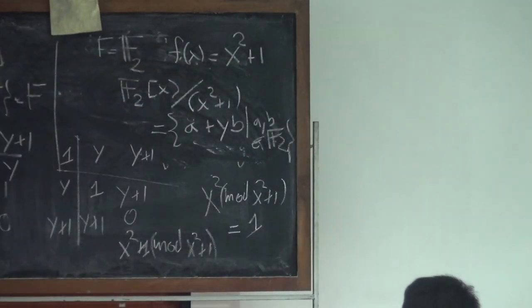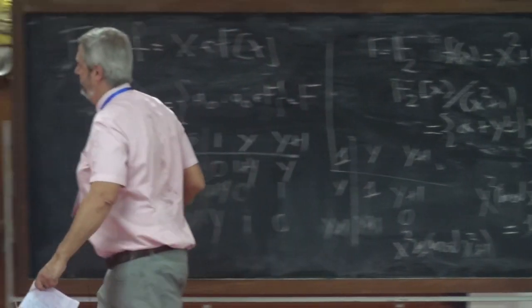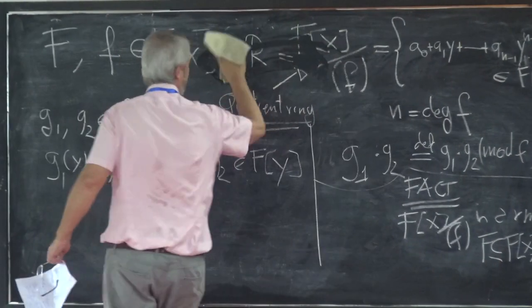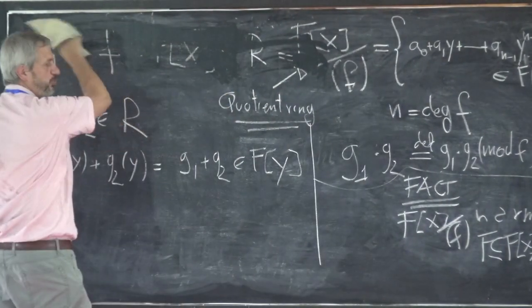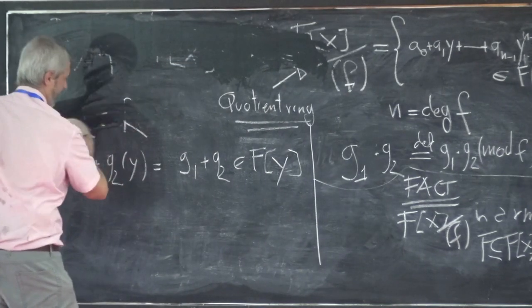So if we do the same table with a different polynomial, so for example, we take the polynomial, there are not any polynomials of degree 2, right? Over F2.